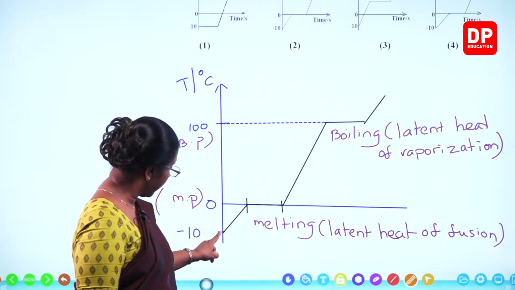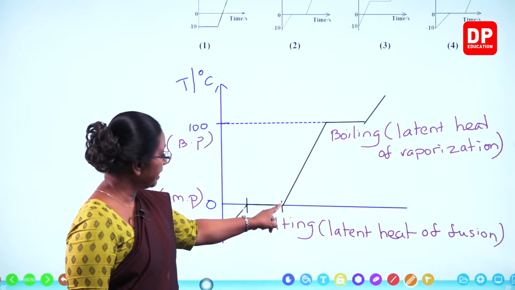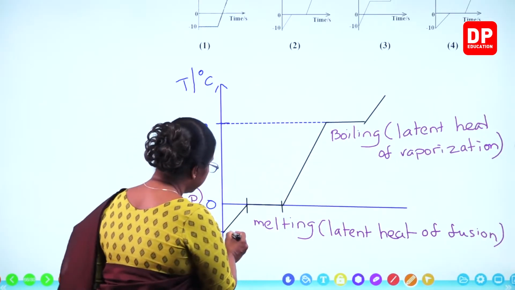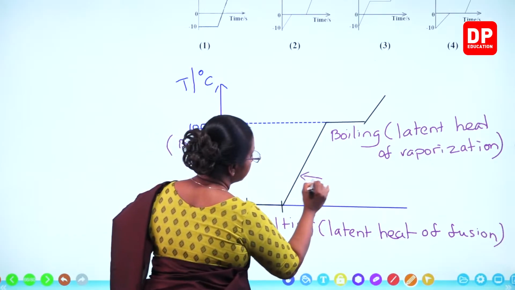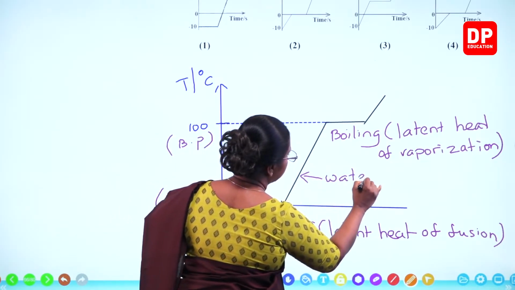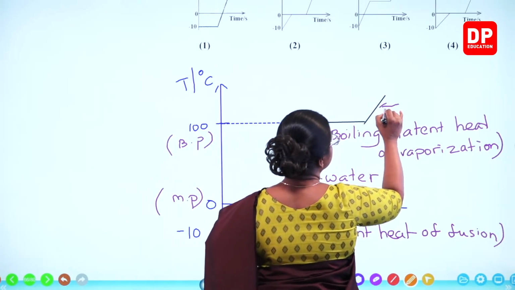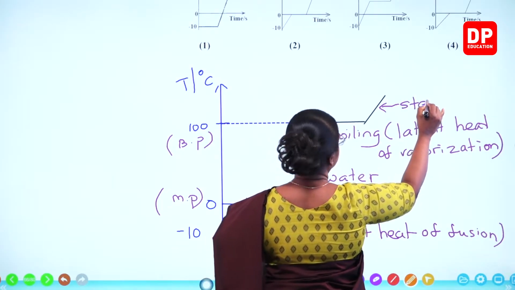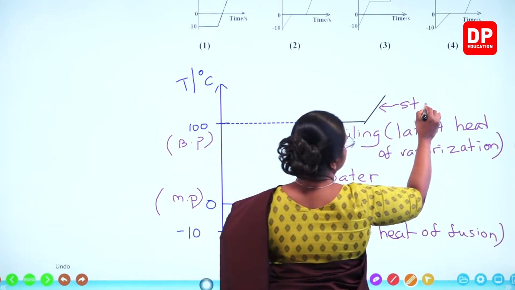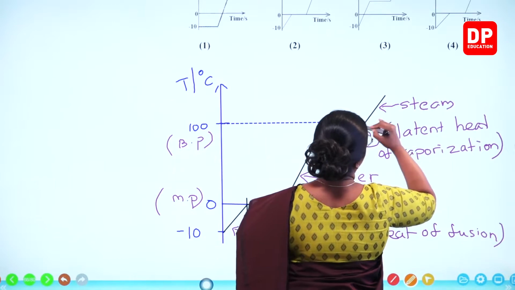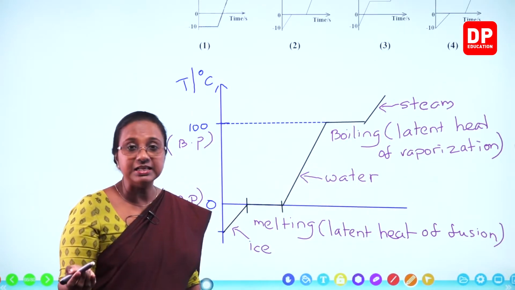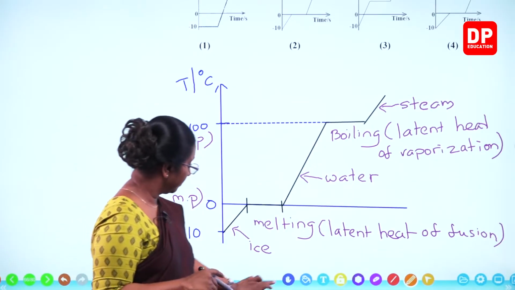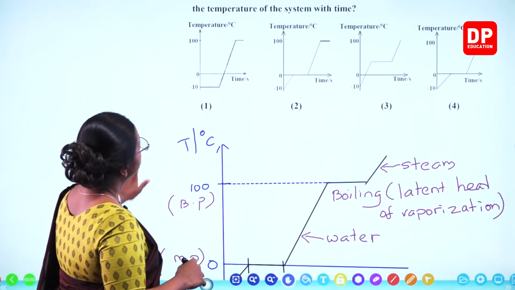So initially ice, then at this point melting, then water. So here it is ice, here it is water, and here it is steam. The temperature of steam increases slightly because we are providing heat. Is that okay?